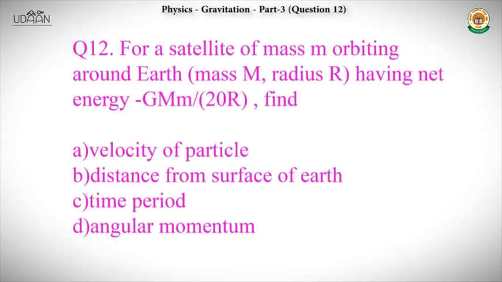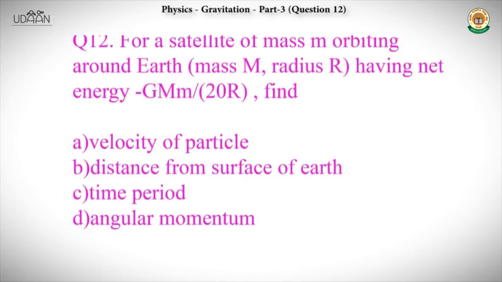Now let's quickly solve question number 12. For a satellite of mass m orbiting around Earth, which has mass capital M and radius capital R, having net energy minus G capital M small m divided by 20r, find: there are 4 parts of this question, you have to find 4 things. A, velocity of the particle. B, distance from the surface of Earth. C, time period. And D, angular momentum of the satellite.